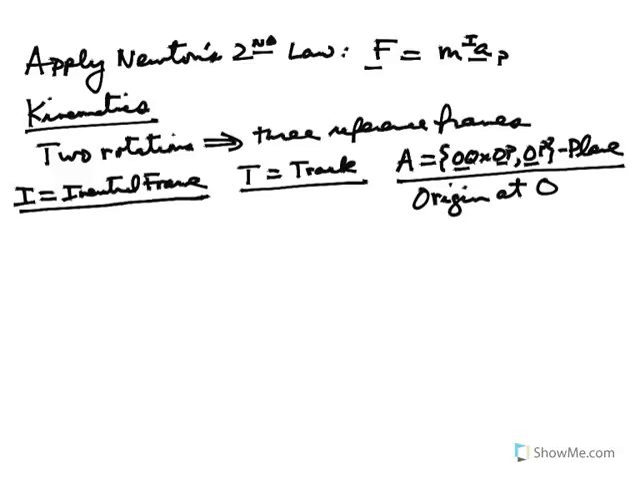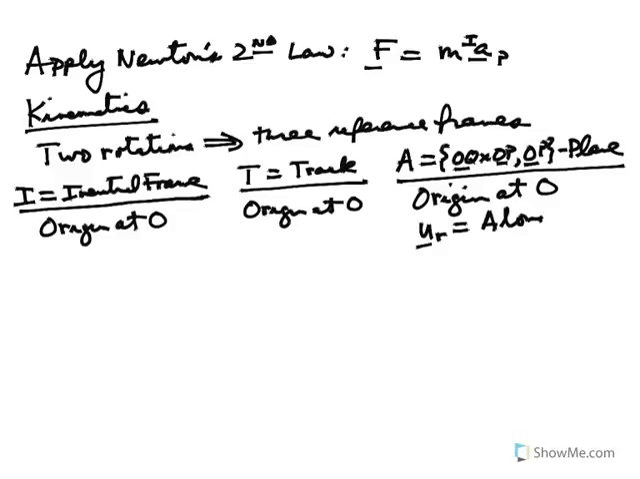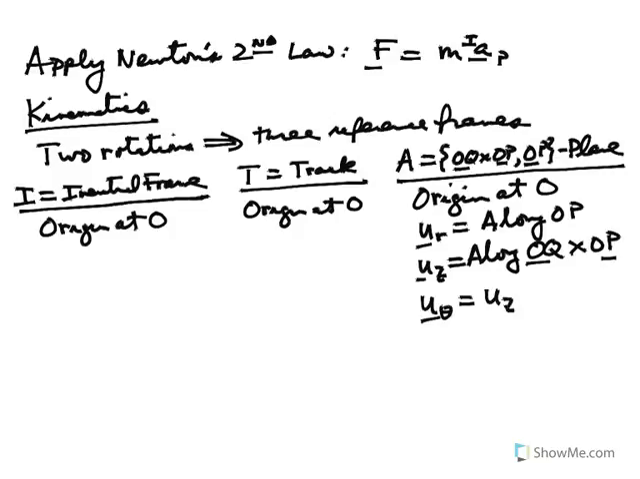So in this case, I'm going to put the origin at O for all 3 of these coordinate systems. And then I'm going to define basis vectors. So for the basis fixed in the last frame, I'm going to put UR along OP. I'm going to put UZ along OQ crossed with OP. And then U theta is going to equal UZ crossed with UR.